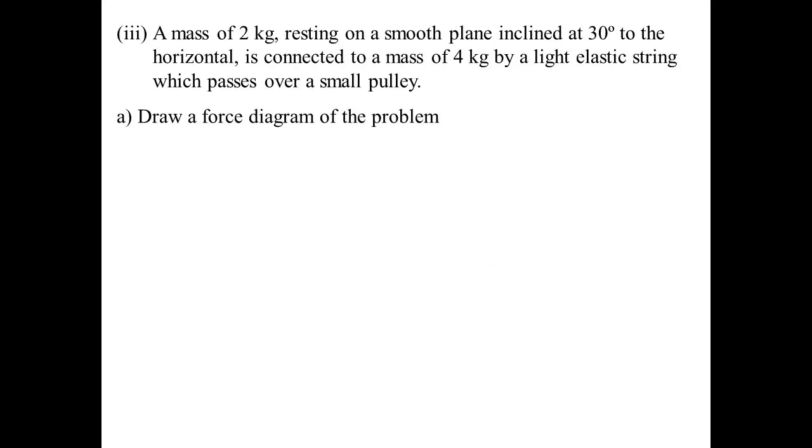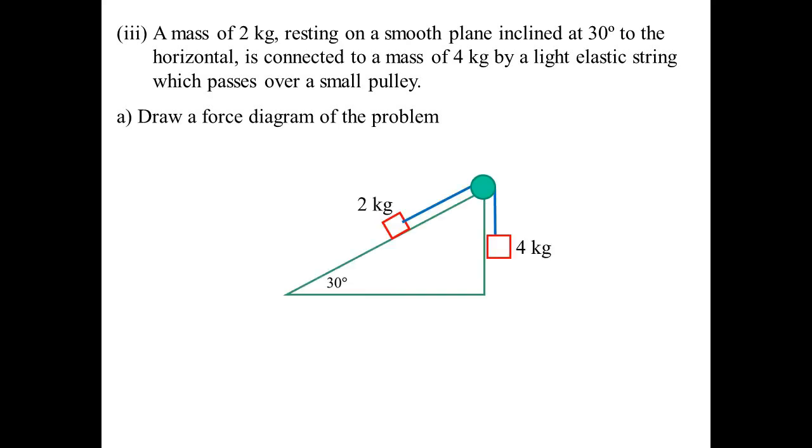We have a mass of 2 kilograms. It's resting on a smooth plane, inclined at 30 degrees to the horizontal. It's connected to a mass of 4 kilograms by a light elastic string, which passes over a small pulley. Draw a diagram. Okay. Before I draw the force diagram, I'm going to draw an actual picture of what's happening there. So we've got this pulley sitting at the top of our plane, two masses attached to it. One's 2 kilograms, one's 4 kilograms.